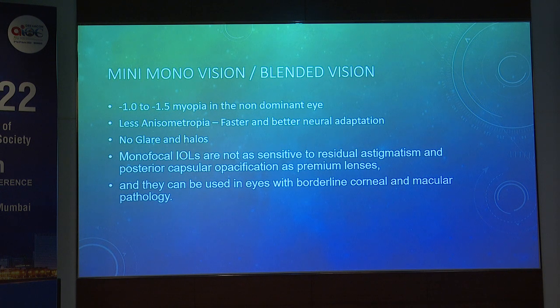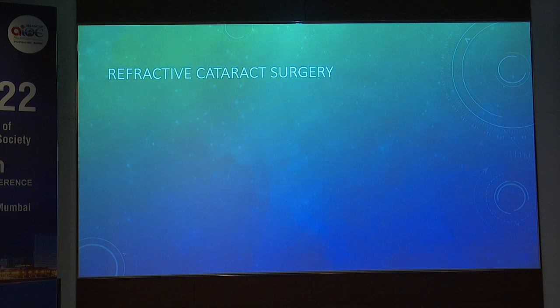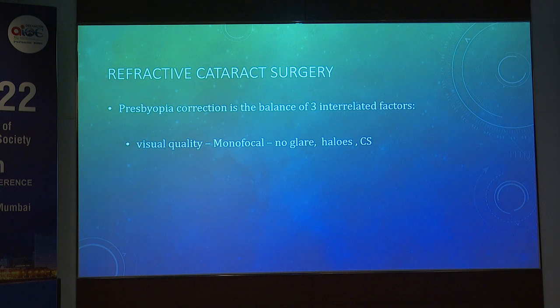So monofocal IOLs also are not as sensitive to the residual astigmatism or to PCOs as compared to the multifocal or trifocals that we use. And they can also be used in borderline corneal and macular pathologies. Now, presbyopia correction is the balance of three interrelated factors. One is the visual acuity, depth of field, and dysphotopsias.